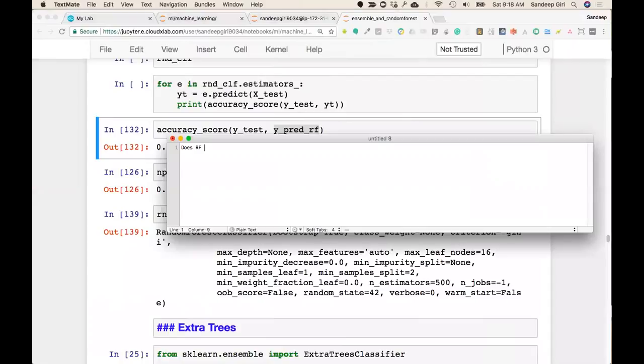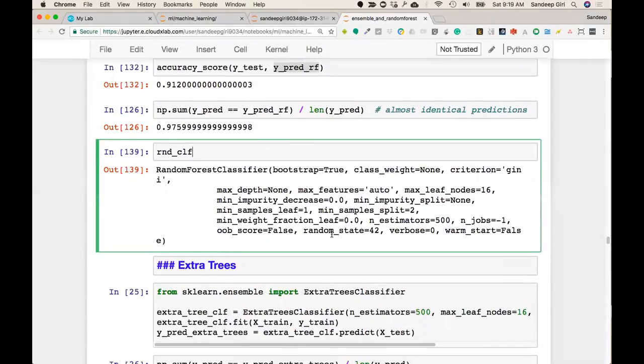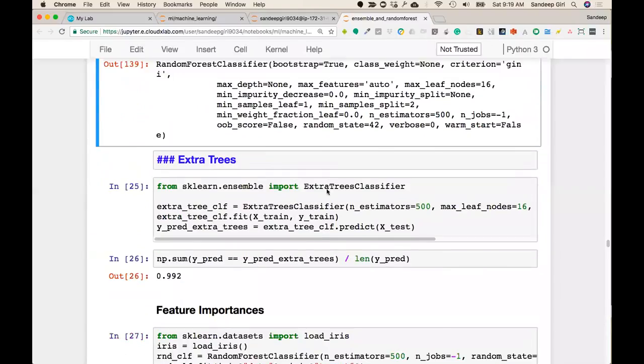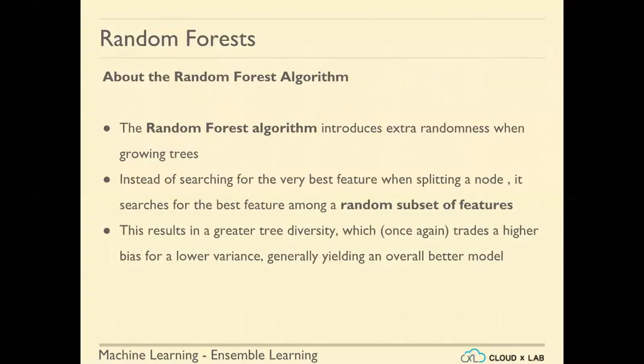Does random forest use soft voting? Okay, so it would be using soft voting most likely based on this. Wonderful. So basically, it introduces a bit more randomness, which gives us better results.